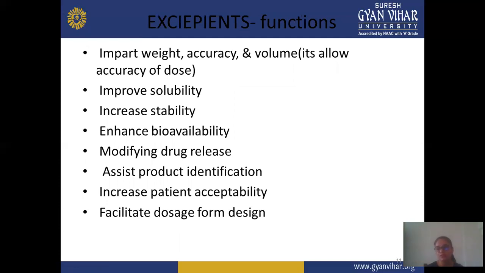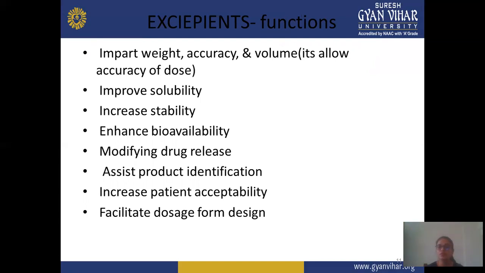Suppose you have prepared a 1 gram tablet, and after combining all excipients and your drug, there's only 700 or 800 mg in weight, so it doesn't compress easily and shows certain problems during compression. In this condition, you will add some diluent and some other excipient to enhance the weight. So this excipient may be used to impart the weight, accuracy, and volume of your tablet to compress easily.